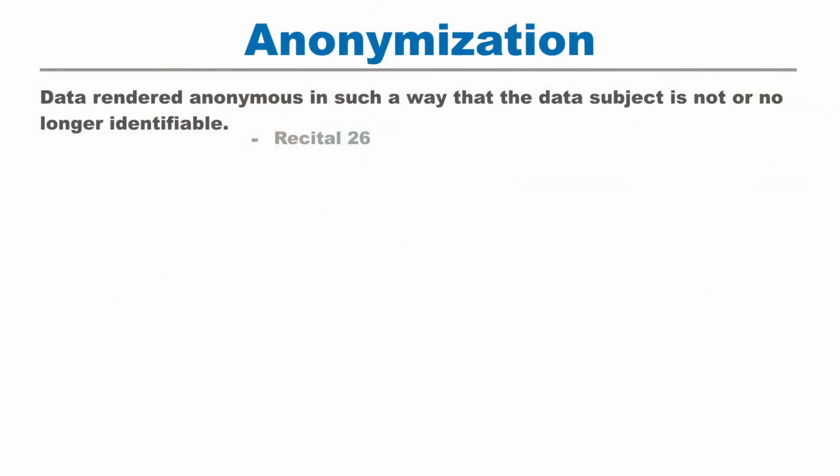So what is anonymization? Recital 26 of the GDPR defines anonymized data as personal data rendered anonymous in such a manner that the data subject is not or no longer identifiable. Personal data that is anonymized is exempt from the requirements of the GDPR due to the fact that the data no longer identifies the individual and thus eliminates any risk to their rights and freedoms. Let's take an example of anonymization.